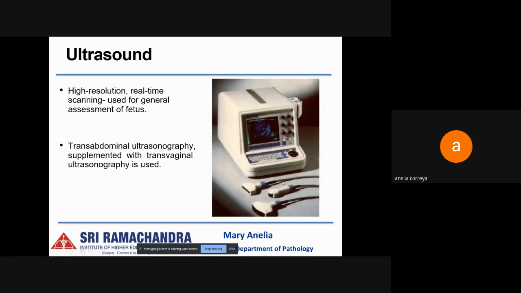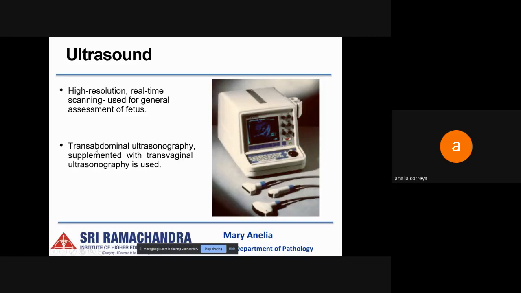The first screening test which is done is the ultrasound test. So we have high resolution real-time scanning done with the help of ultrasound. As we all know, it uses high frequency sound pulses from a probe which enters into the body and reflects back after hitting various body surfaces. The reflected waves are picked up by the probe and we get different intensities of the echoes on the screen as a 2D image.